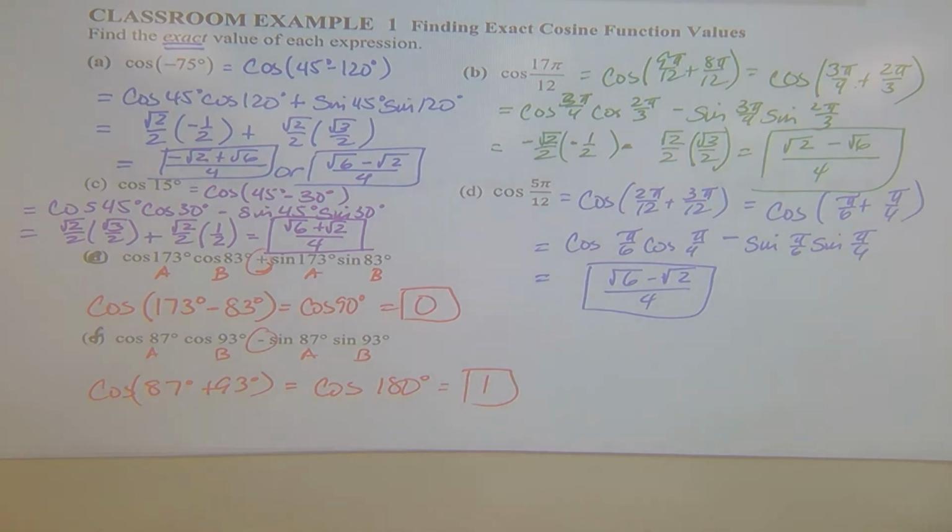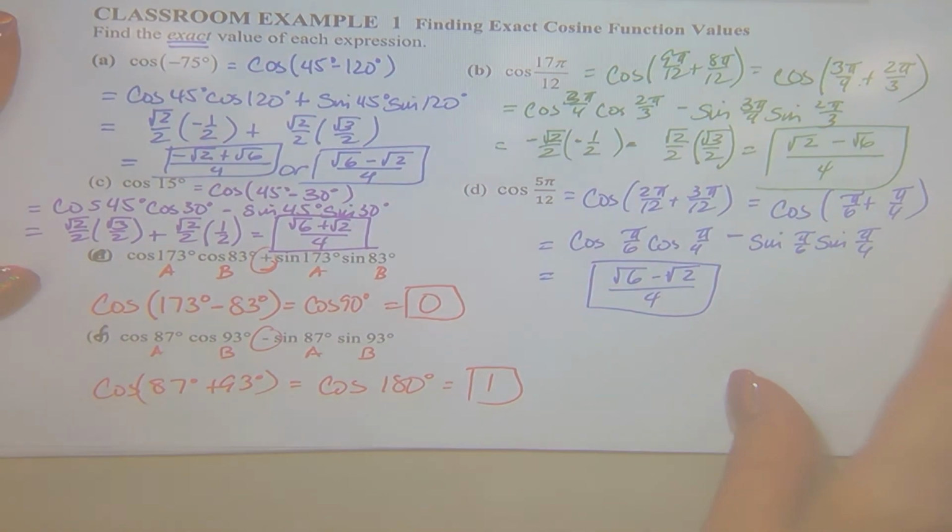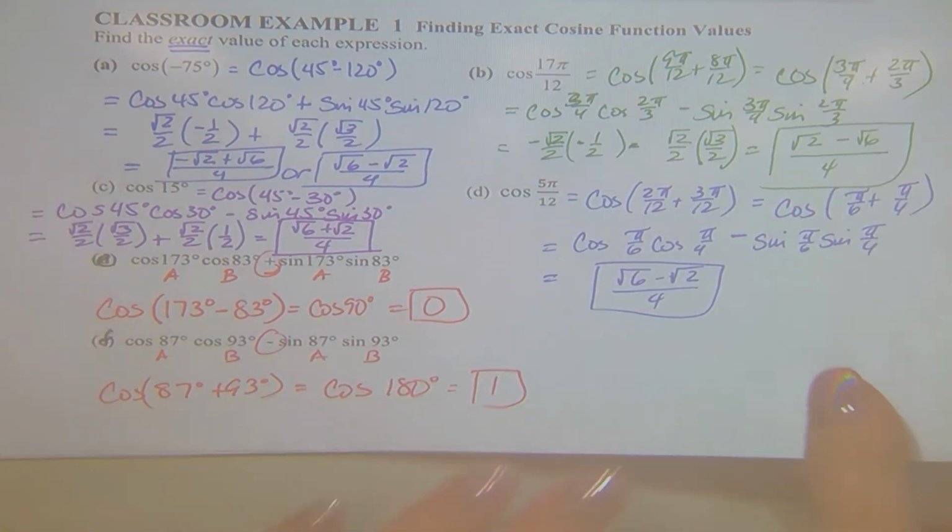And we get 1. Okay. That's how we use our cosine sum and difference identity before we get to thinking about verifying identities.